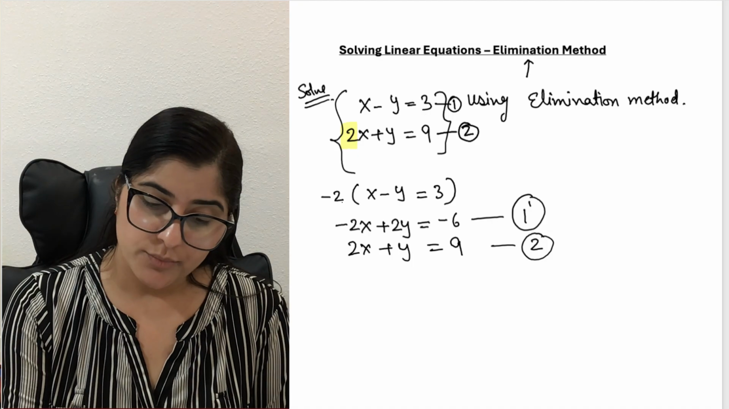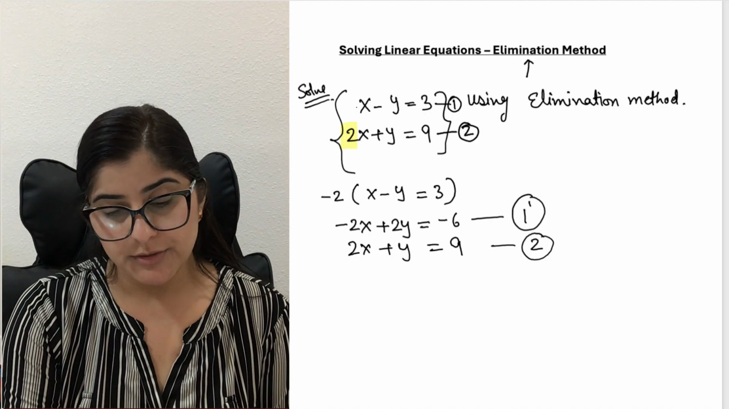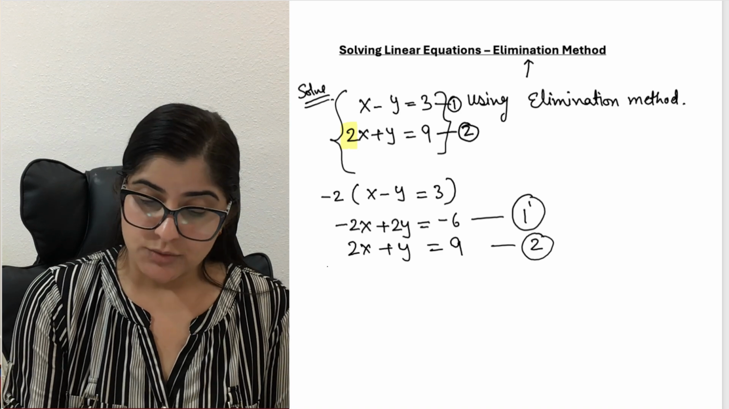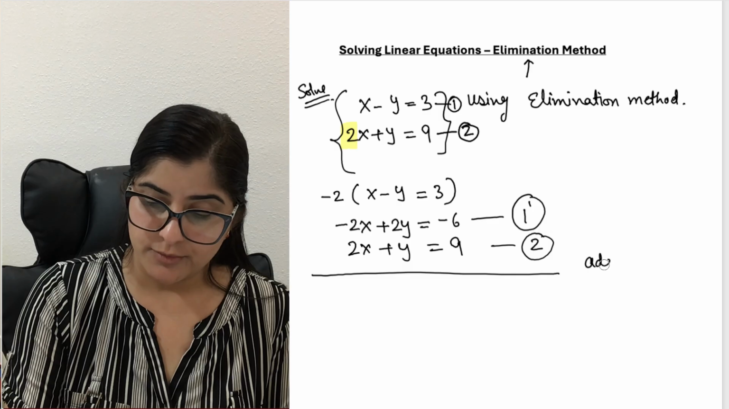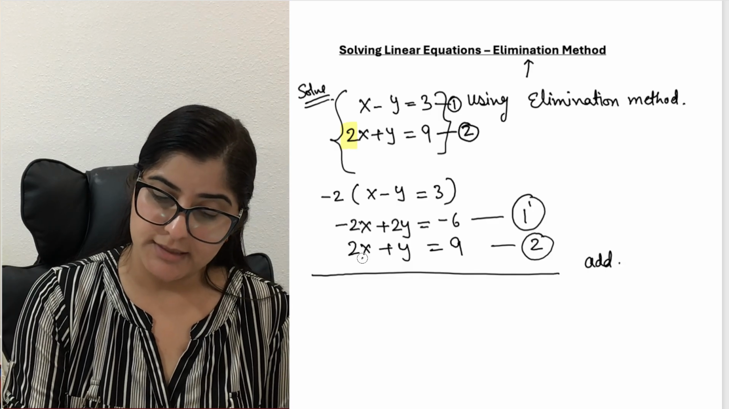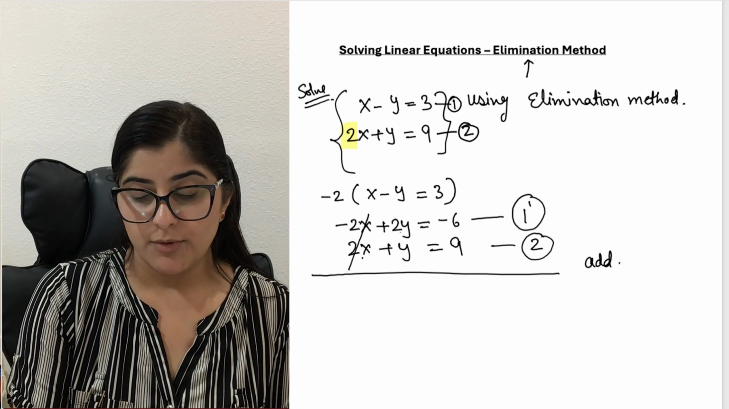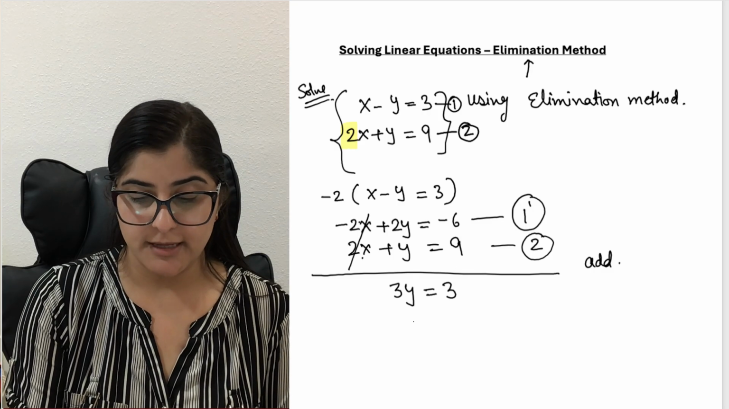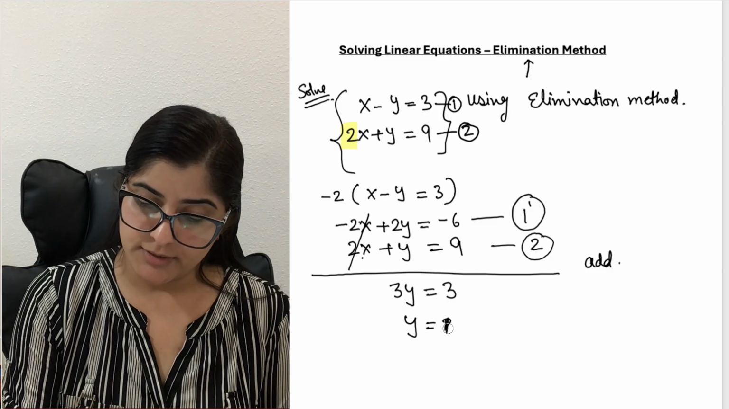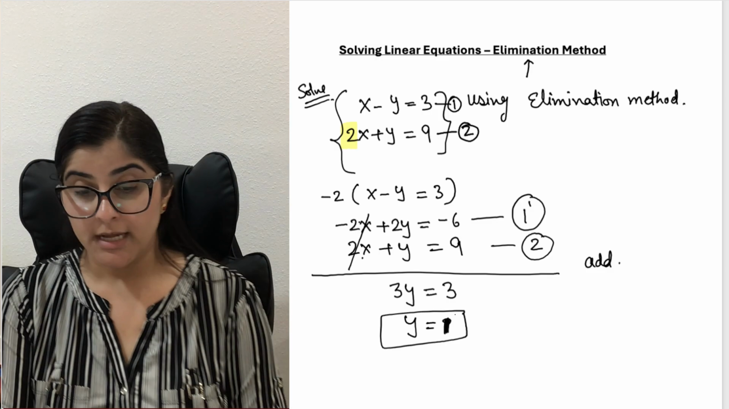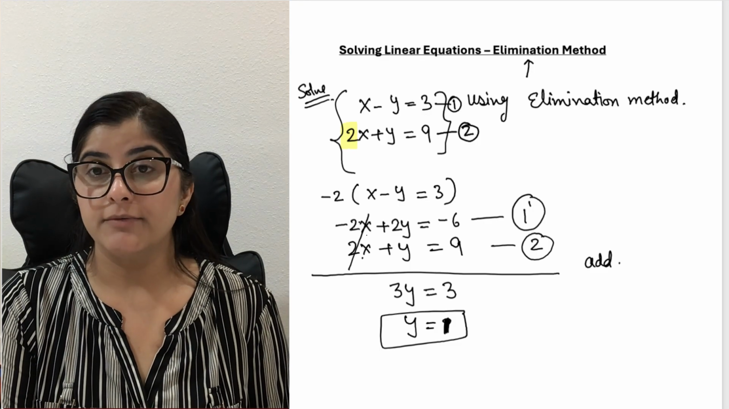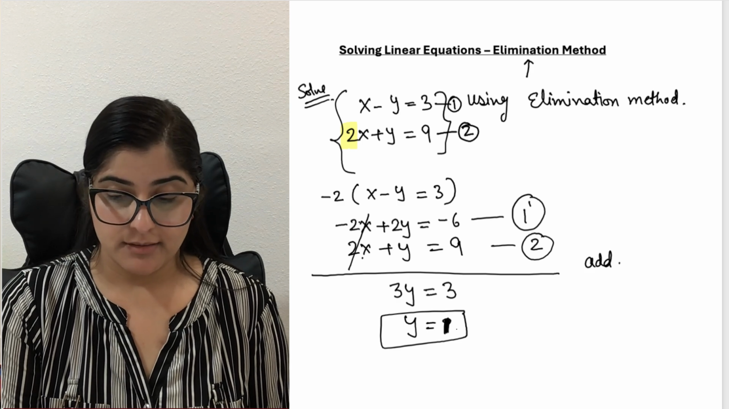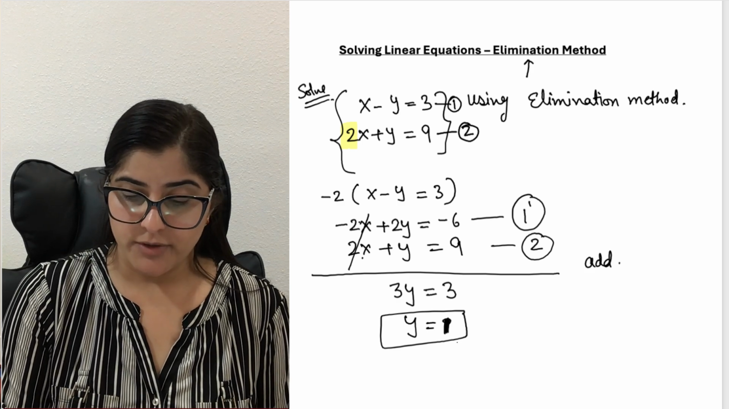So why did I multiply equation 1 by negative 2? Because I want to match the coefficients of x with the opposite sign, so that now when we add both equations, minus 2x plus 2x will cancel each other. 2y plus 1y is 3y, and right hand side minus 6 plus 9 is 3, so y is 3 over 3, that is 1. So in the process, we eliminate a variable by matching its coefficients with opposite signs, and we get the other variable's value. Now we get y.